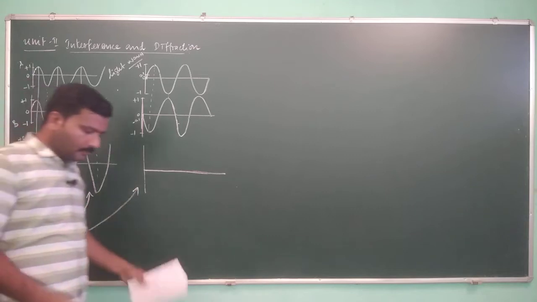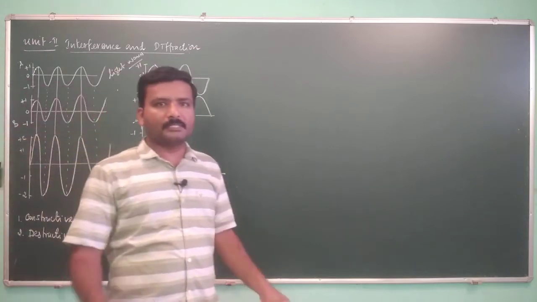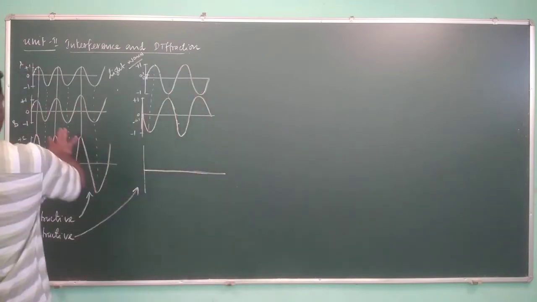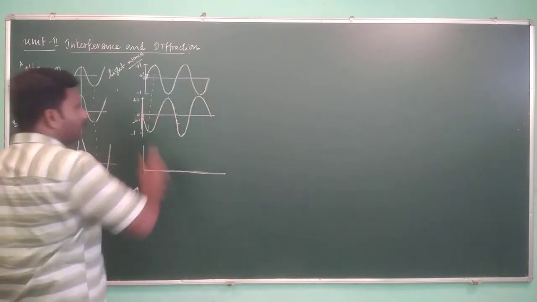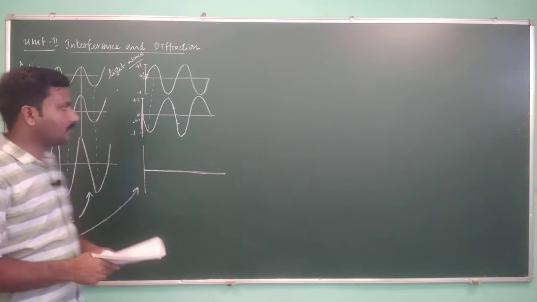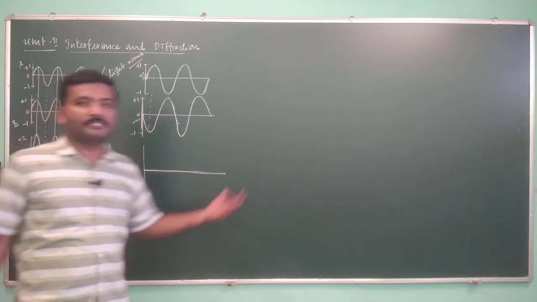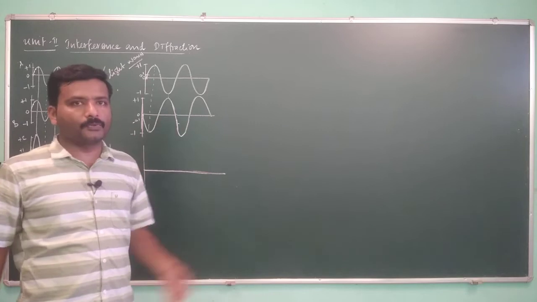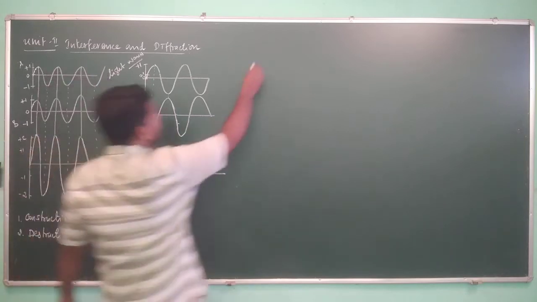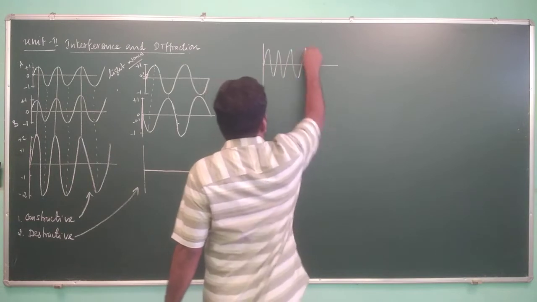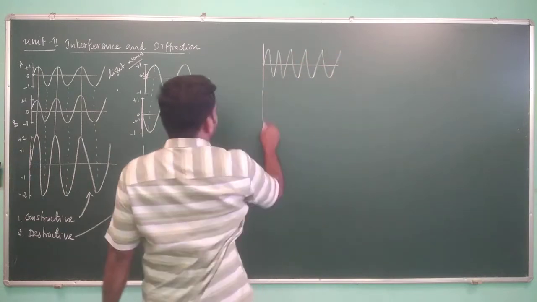But constructive interference and destructive interference do not happen separately, right? So here we have considered two waves of the same frequency with different phases. Under certain suitable conditions, we can generate constructive and destructive interference separately. Suppose, let us consider another case. You are having a wave like this. You are having another wave.